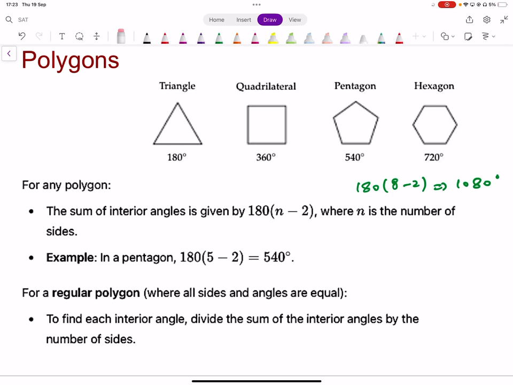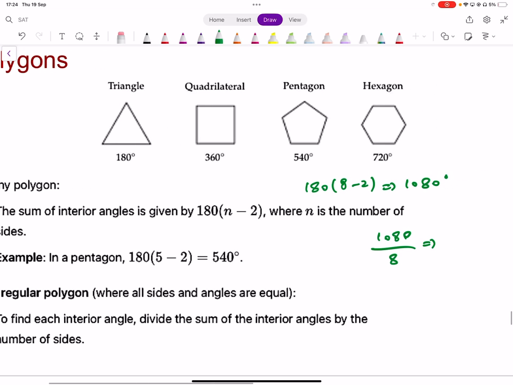What's a regular polygon? Regular polygon is a polygon that has all sides and all angles equal, right? For a regular polygon, if we want to find each angle, what can we do for that? So for example, for an octagon, the sum of angles is 1080. What's one angle? 1080 over 8. We just divide that by 8. If all the angles are equal and there are 8 angles, we can just divide by 8 to find each angle. What's this number going to be? Anyone? 135. That's each angle if the octagon is regular.